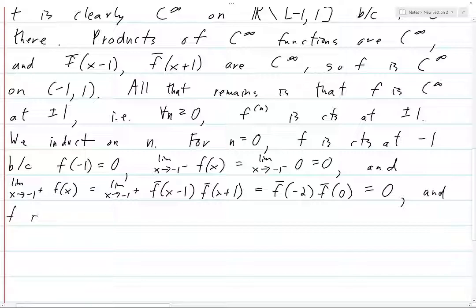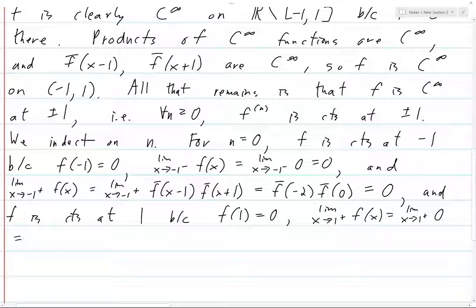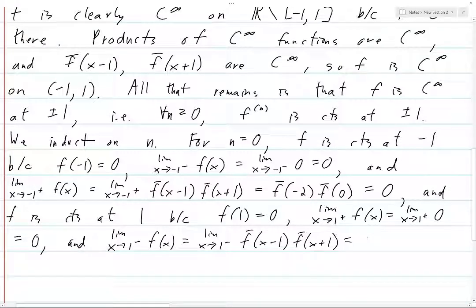Okay, and f is continuous at 1 because, let's see here, it's very similar. F of 1 equals 0. Now if we approach 1 from the right, again, the function is 0 if you approach from the right, and so we're going to get 0. And now if we take the limit as x goes to 1 from the left, we're going to get f bar of x minus 1 times f bar of x plus 1, and now when we plug in 1, we're going to get f bar of 0 times f bar of 2, which is going to be 0 times something, which is 0. So hence f is continuous.